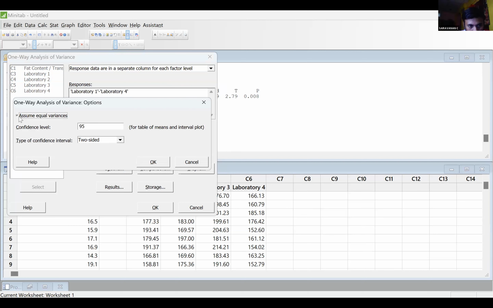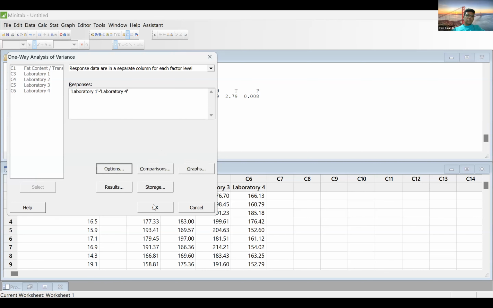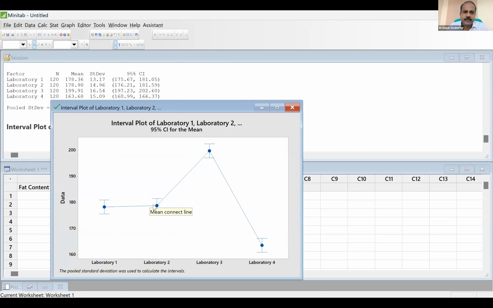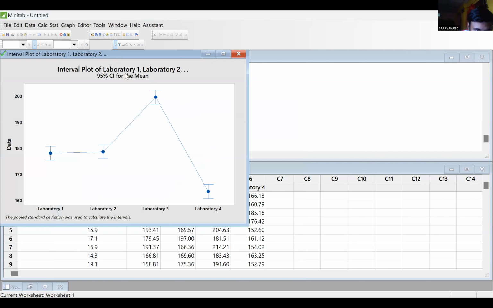Assume equal variance. Like for joining master black belt, you should be a black belt. Similarly, for performing ANOVA, variances must be equal. Now confidence level 95%, two-sided, two-tail. Let it be two-tail. Okay. Now we performed ANOVA. Results have come. The ANOVA table has come. One interval plot has also come.